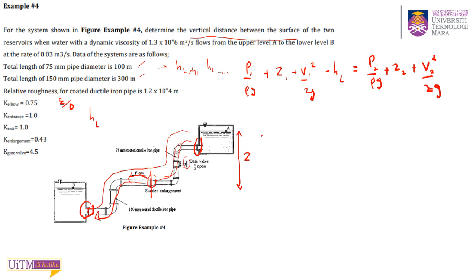Or you can assume Z2 is 0. Let's say you take this as your reference line, the datum line, so Z2 is 0. They ask you to find the vertical distance, so you want to find Z1. The question is, what are P1 and P2? Again, can we cancel these out, P1 and P2?